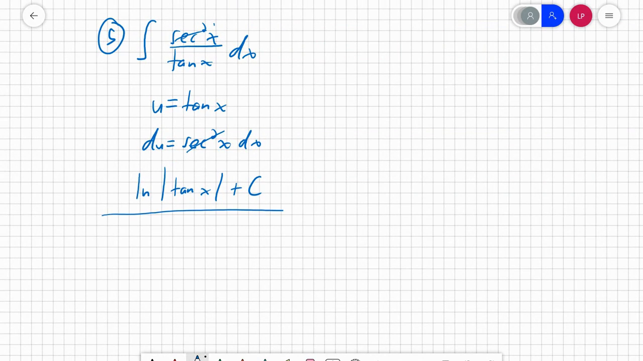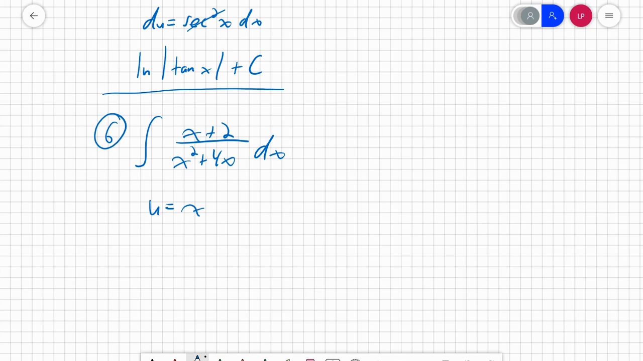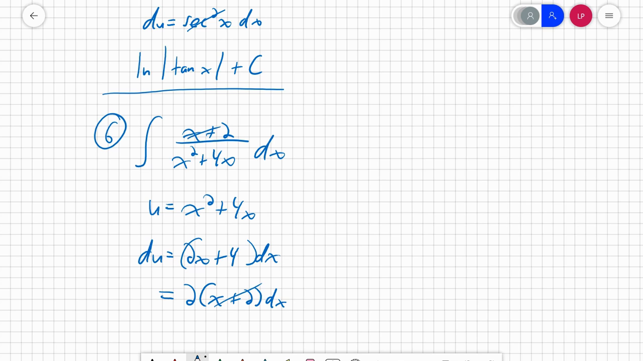And finally, for number 6, you have x plus 2 over x squared plus 4x dx. And the first thing we're going to try with this is just a u substitution of the denominator. And if I do that, I end up with 2x plus 4 dx, which is the same thing as factoring a 2 out and getting that x plus 2 I need to cancel the numerator.